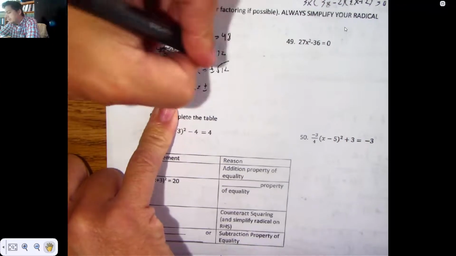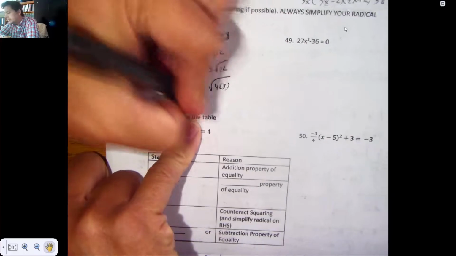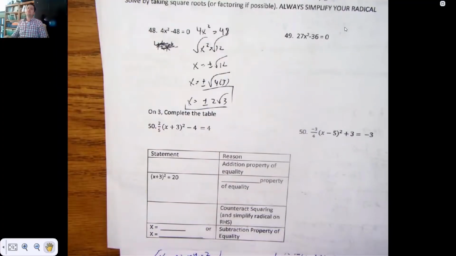Because the opposite of squaring is square rooting. 12 is 4 times 3. The square root of 4 is 2. So plus or minus 2 root 3.